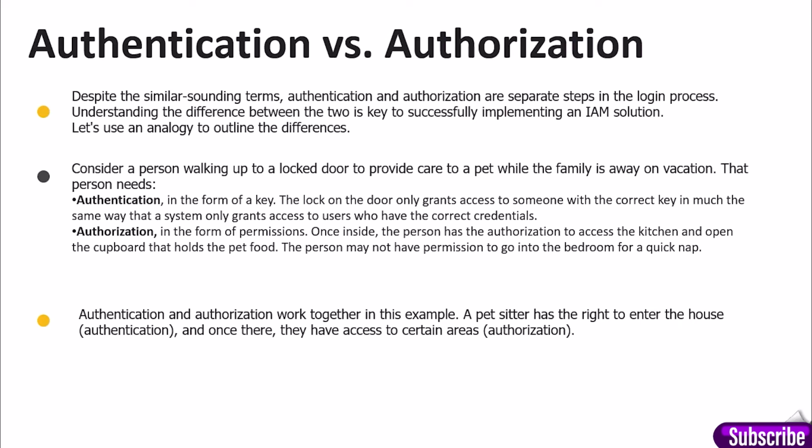Authorization comes in the form of permissions. Once inside, the person has the authorization to access the kitchen and open the cupboard that holds the pet food. The person may not have permission to go into the bedroom for a quick nap. Authentication and authorization work together in this example. A pet sitter has the right to enter the house, which is authentication, and once there, they have access to certain areas only, which is called authorization.